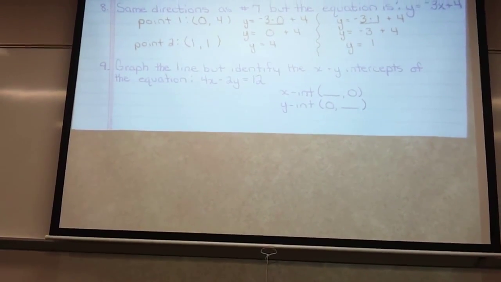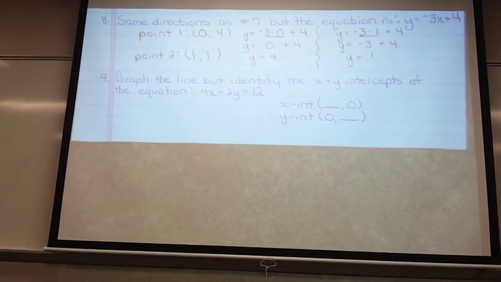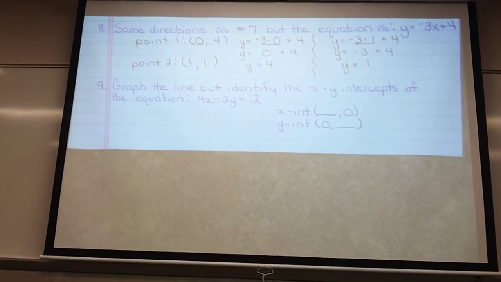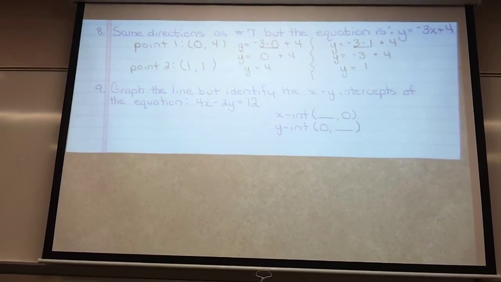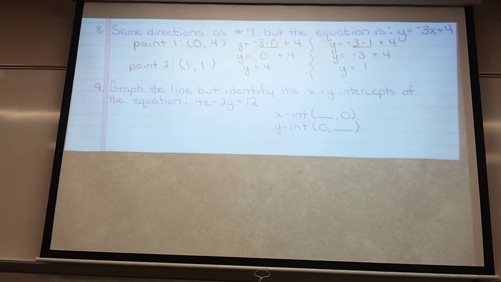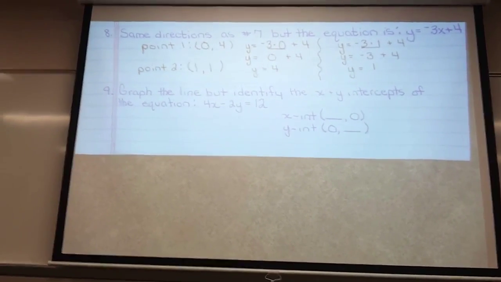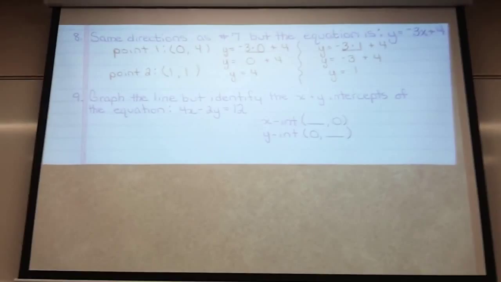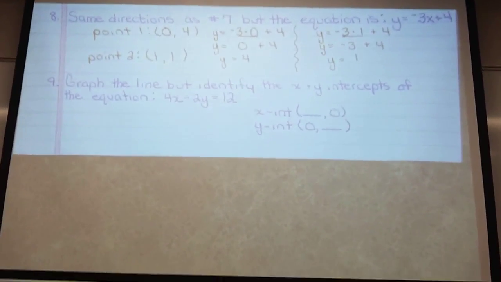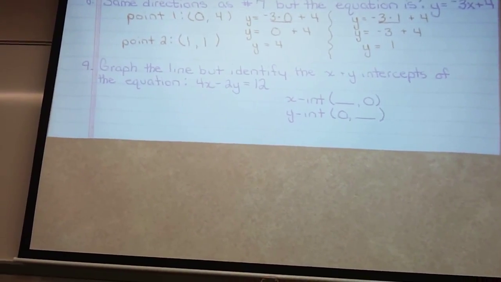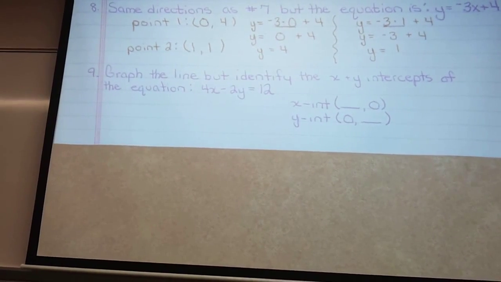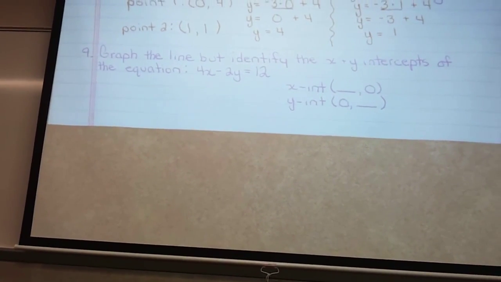Okay, let's try number 9. This is just a different type of graphing. If I'm twisting your arm and saying I want you to use the XY intercept method. Now we've already talked about this today. See if you can do the cover-up method with that equation. And then try to graph it.